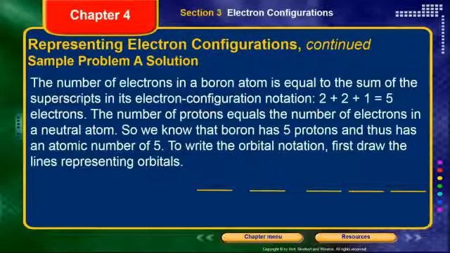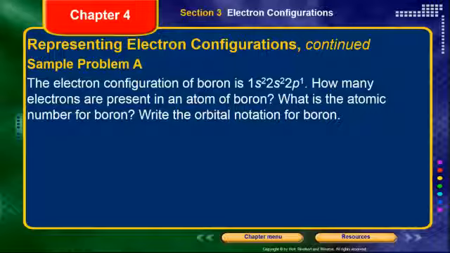So let's look at a sample problem here. The number of electrons in boron is... Whoa, skipped one. Skipped the question. Sorry. The electron configuration of boron is 1s2, 2s2, 2p1. How many electrons are present in an atom of boron? What is the atomic number of boron? And write the orbital notation for boron.